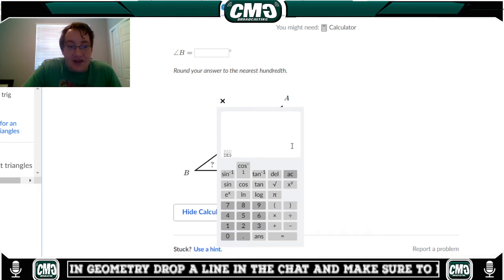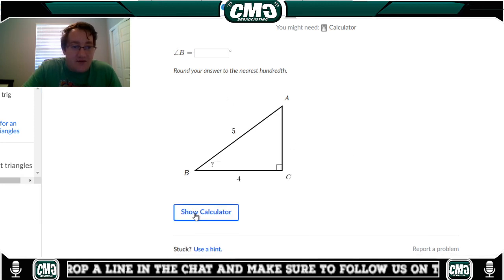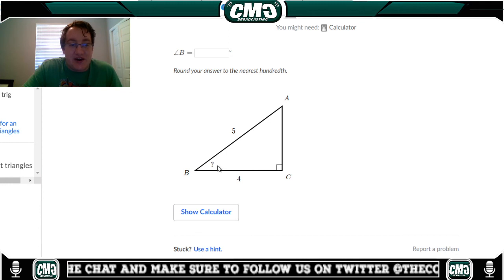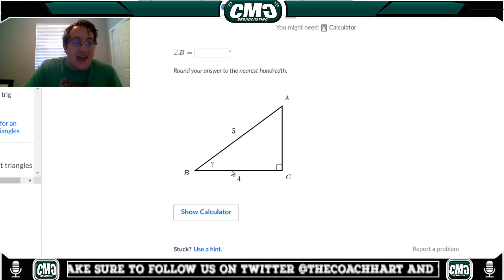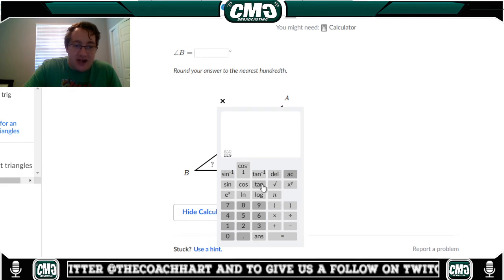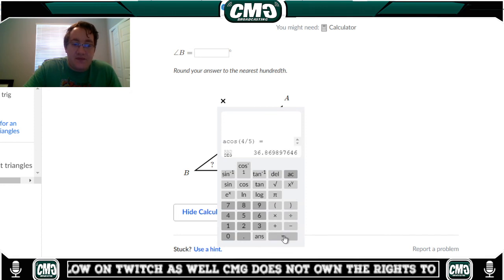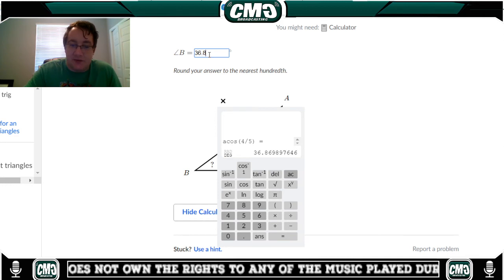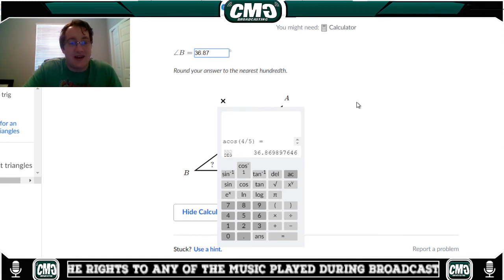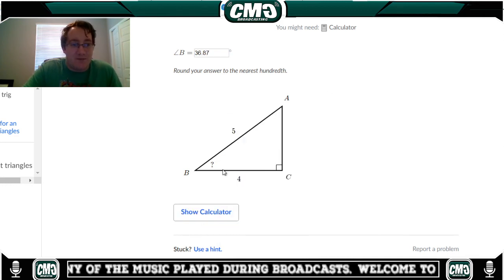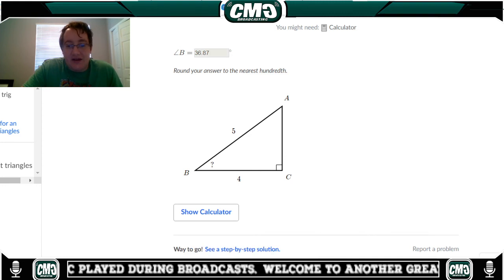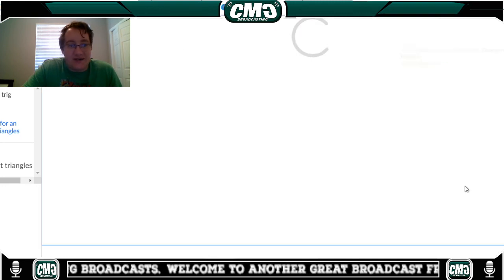And then the last one that we've got for today, we see here we have the hypotenuse and the side that is adjacent. So this is going to be a cosine. So inverse cosine of 4 over 5. 36.869, so that'll be 36.87 since the 9 tells the 6 to round up. And that'll be it.